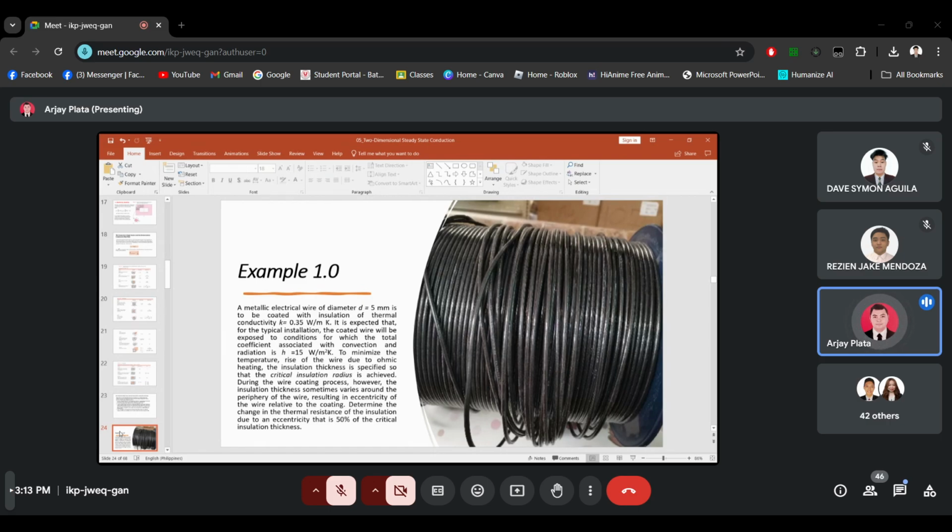During the wire coating process, however, the insulation thickness sometimes varies around the periphery of the wire, resulting in eccentricity of the wire relative to the coating. Determine the change in the thermal resistance of the insulation due to an eccentricity that is 50% of the critical insulation thickness. I'll give you 1 to 2 minutes to check what formula is to be applied. What case is this?